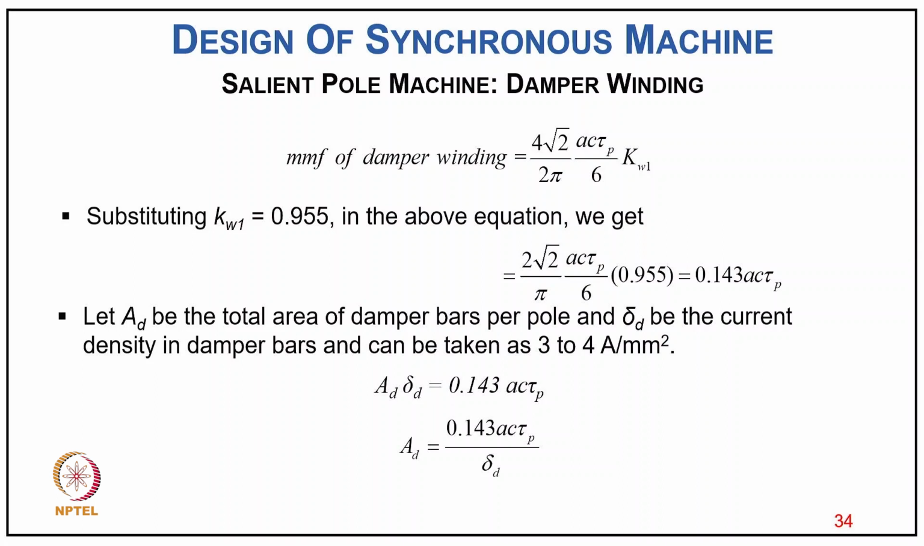Typically substituting Kw1 equal to 0.955 in this equation, we get 2 root 2 upon pi ACp by 6 into 0.955, which becomes 0.143 ACp. Let Ad be the total area of damper bars per pole, and delta d the current density in the damper bars, which can be taken as 3 ampere to 4 ampere per millimeter square. So Ad delta d equals 0.143 ACp, and from this we get Ad equal to 0.143 ACp divided by delta d.